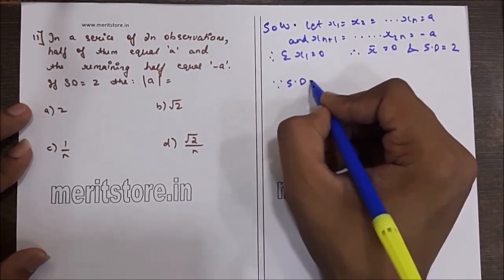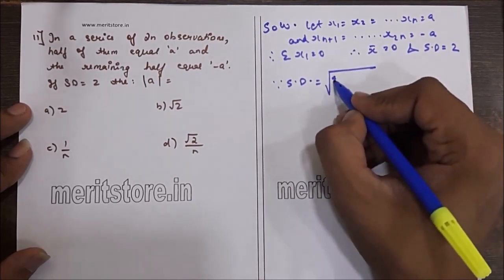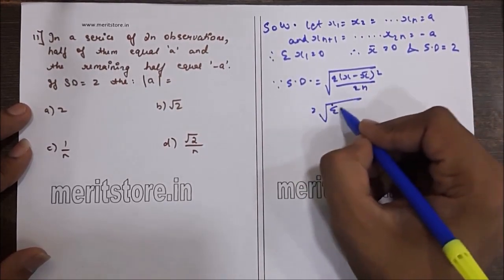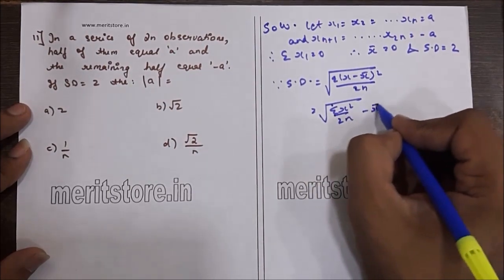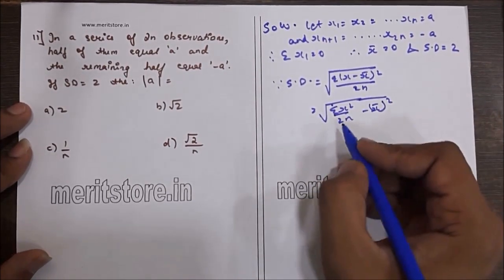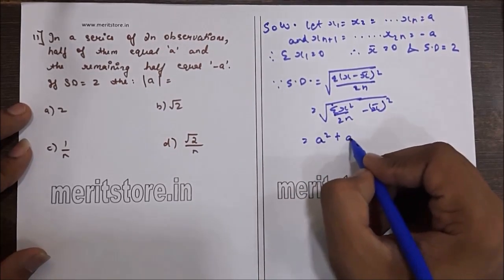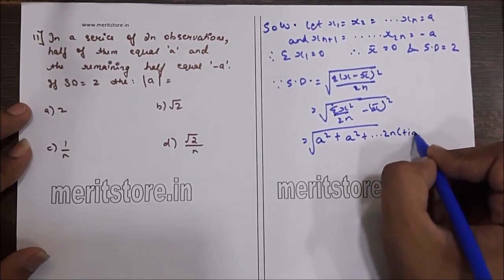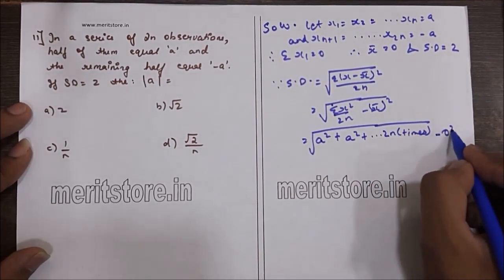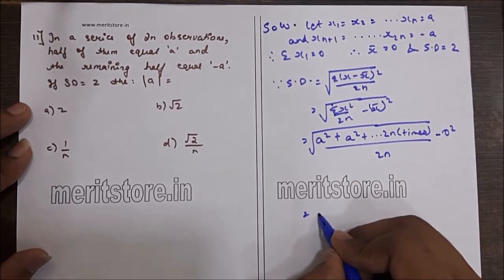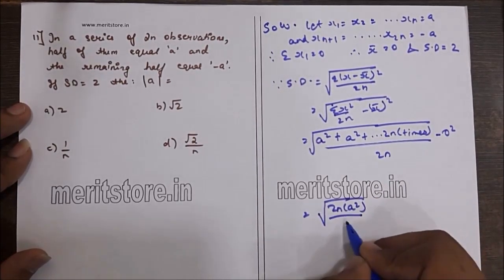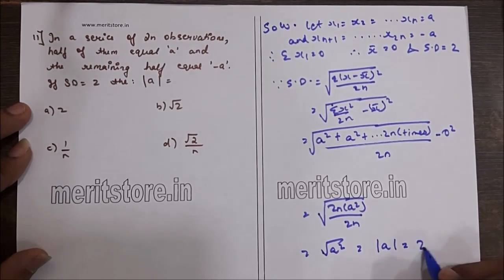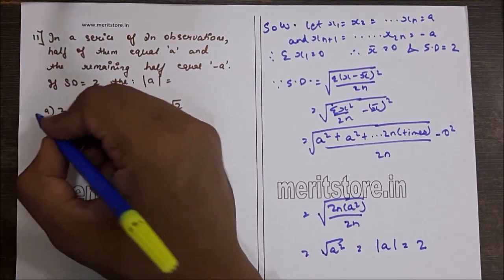Since SD is equal to root of summation x minus x bar the whole square upon 2n, that is equal to root of summation x square upon 2n minus x bar whole square, that is equal to root of a square plus a square plus till 2n times, minus 0 square, upon 2n, which is equal to root of 2n a square upon 2n, which is equal to root of a square, equal to mod of a, equal to 2. Therefore, option A is correct.